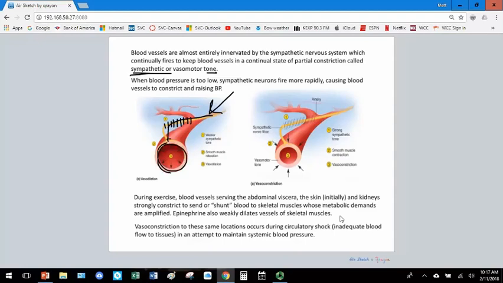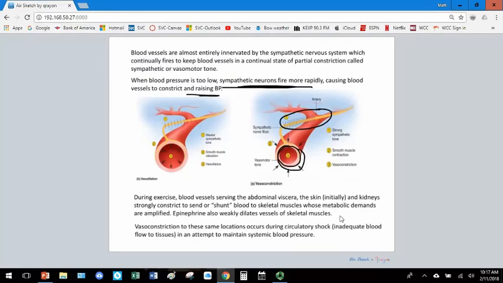smooth muscle layer there. Now, when blood pressure is too low, the sympathetic neurons fire more rapidly, which is what you're seeing there, and that causes vasoconstriction and widespread raising of blood pressure. This is also how, let's say, during exercise, when we want to send blood to skeletal muscles. Well, how are we going to send it there?